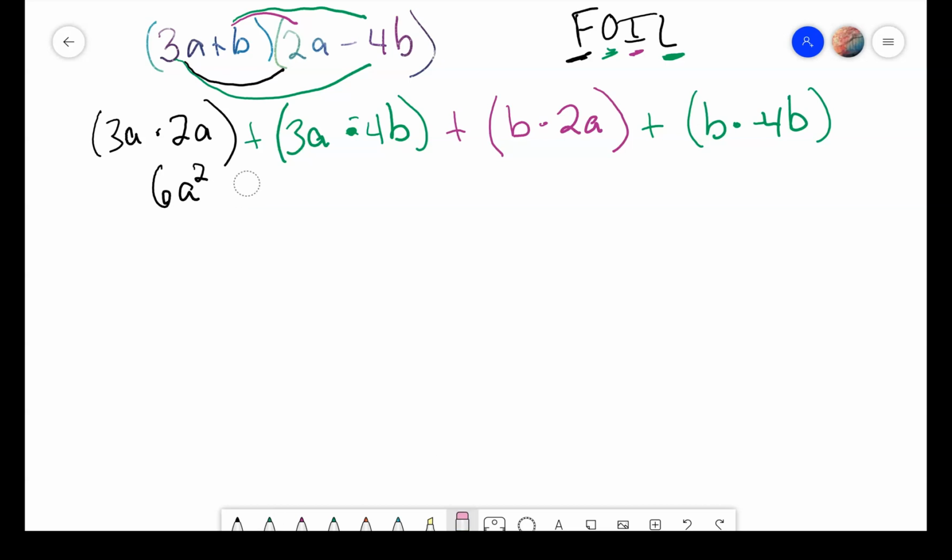So I'm going to erase my plus sign and do negative 12ab. B times 2a is going to be 2ab, and then b times negative 4b is minus 4b squared.